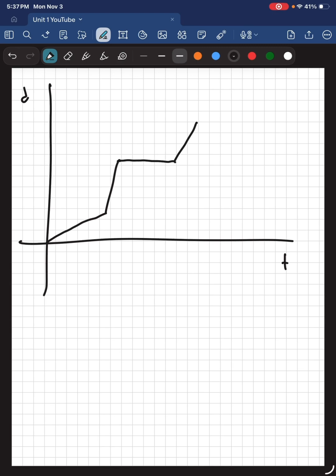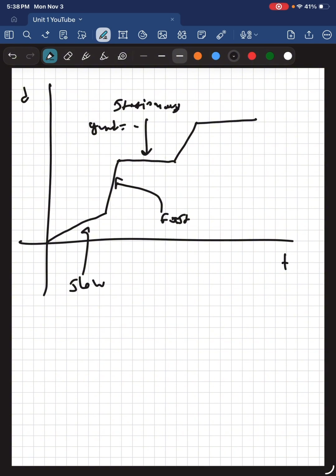Okay, let's say that we have a sample that looks like this. We know that here the object, the car, whatever this motion graph describes, is moving slowly. Here it moves fast, because the slope is steep. Here it's not moving at all, it's stationary, which means that the gradient is 0.